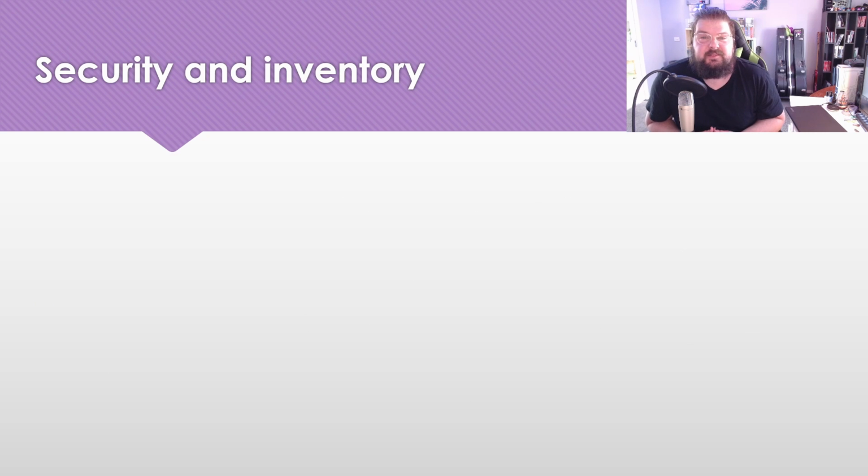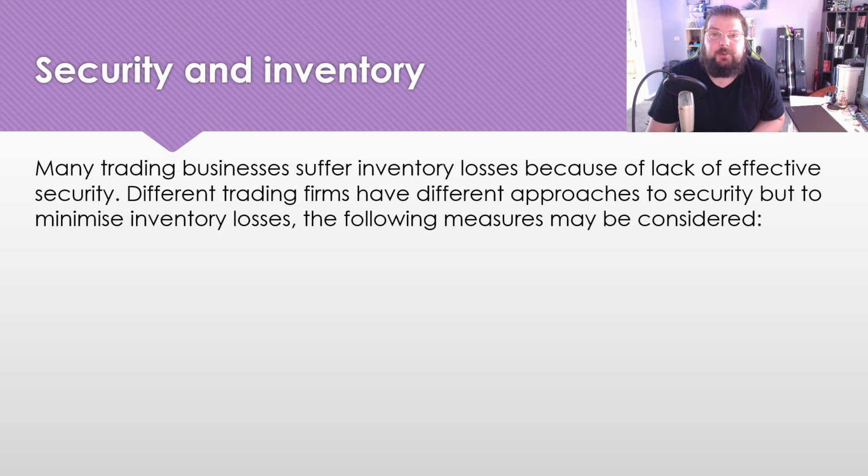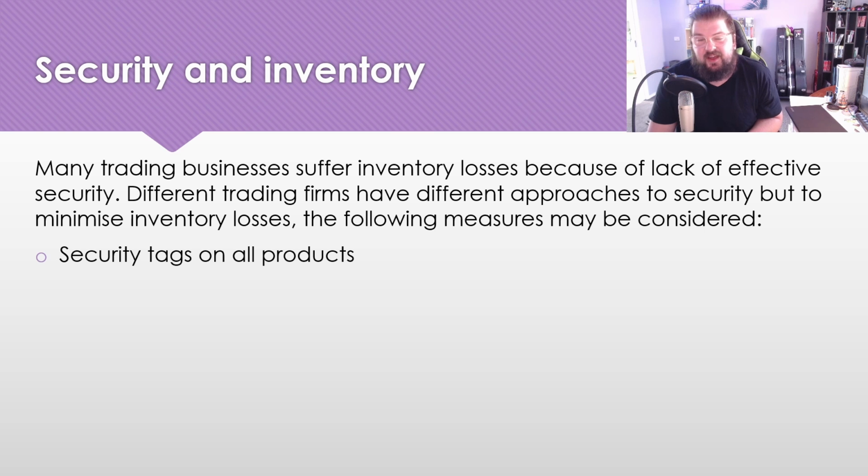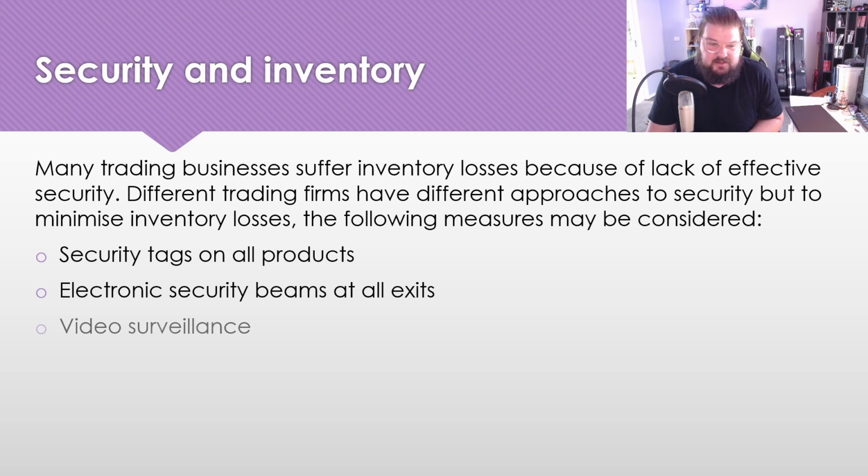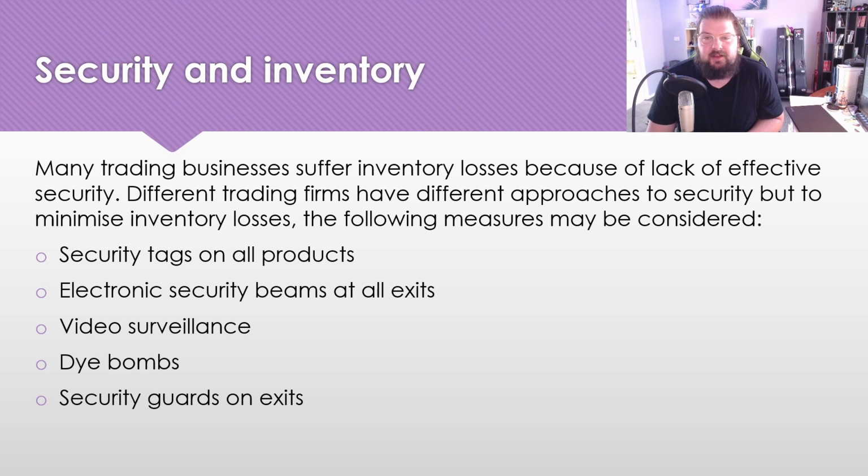One of the biggest reasons a trading store might end up with inventory losses is because of theft. As a result, we need to make sure that we're maintaining really tight security. Some of the techniques that we can use to minimize inventory losses include security tags on all products, using electronic security beams on exits. We could be keeping video surveillance. We could use dye bombs on clothing. We could have security guards on exits, or we might have undercover security personnel.